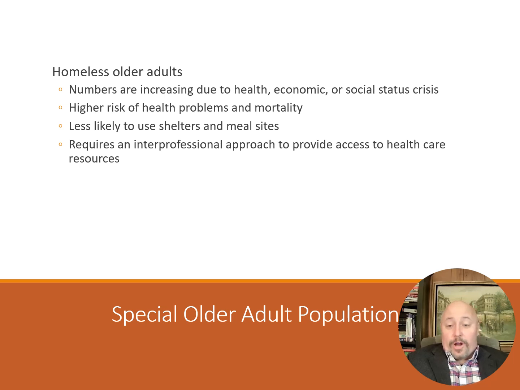Higher risk of health problems and mortality go along with this. And the health conditions with homelessness are everything from lack of nutrition related issues, but also communicable disease. Tuberculosis rates are 10 times higher in the homeless population when compared to the rest of the population. The elderly are also much more vulnerable, less likely to use shelters and meal sites. And they really do require an interprofessional approach to provide access to healthcare resources and get them the resources they need.